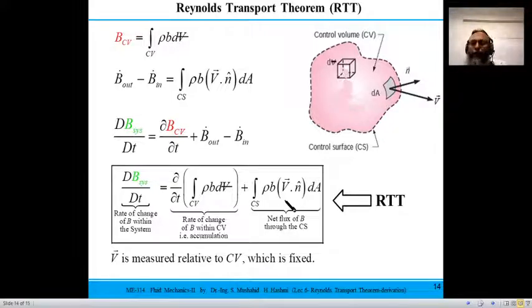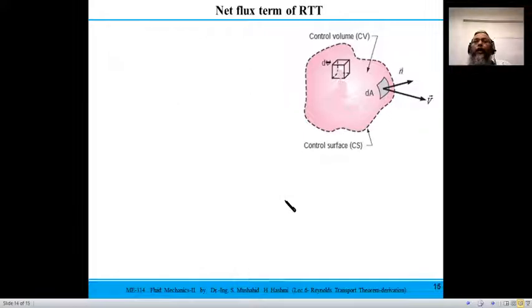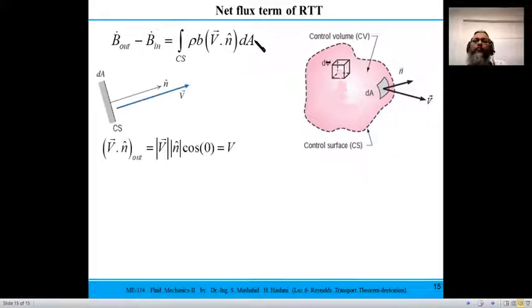So this is a very important theorem and we will use it to derive the continuity equation and momentum equation later using this Reynolds transport theorem. It is actually an integral representation of the inventory equation we have already learned for a differential element in previous lectures. There is a net flux term, and you can understand this B out and B in a little bit further if we look at something like a velocity vector and normal.